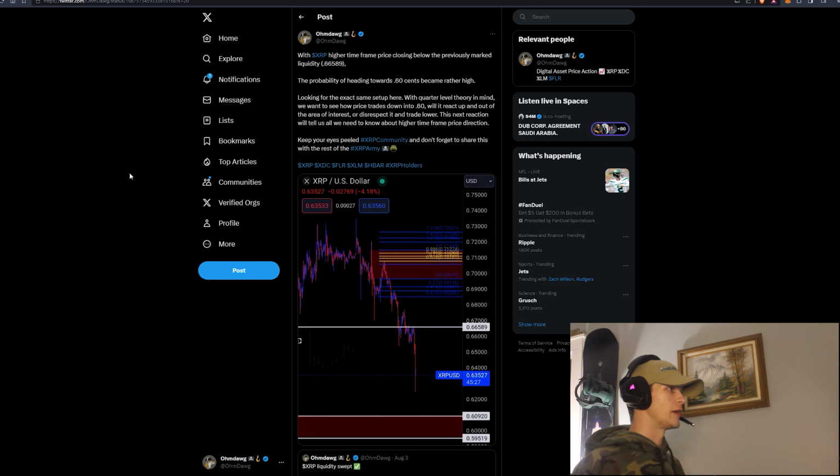With quarter level theory in mind, we want to see how price trades down into the 60 cents and will it react up and out of the area of interest or disrespect it and trade lower. This next reaction will tell us all we need to know about higher time frame price direction.